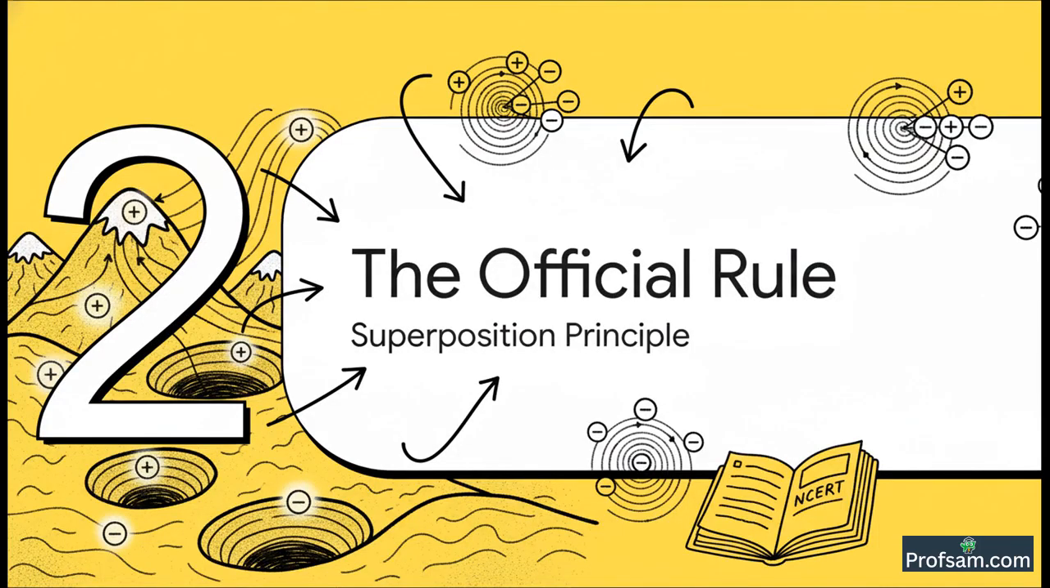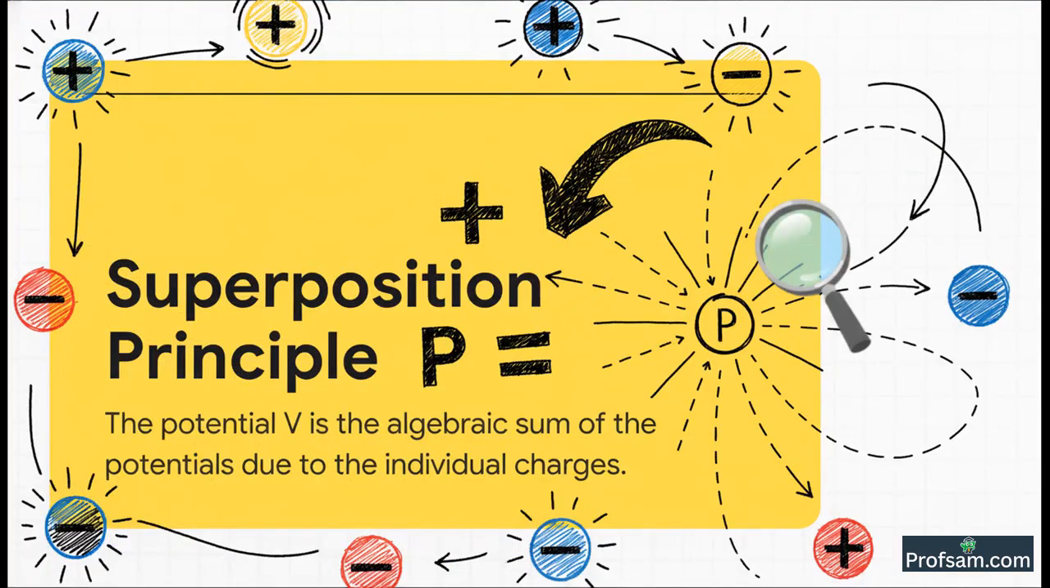All right, so this hills and wells idea gives you a great way to feel the concept, right? Now let's connect this simple picture to the official rule you'll find in your textbook. It's called the superposition principle, and you'll see it's exactly what we just talked about. So this is what your NCERT textbook says, word for word. By the superposition principle, the potential V at P due to the total charge configuration is the algebraic sum of the potentials due to the individual charges.